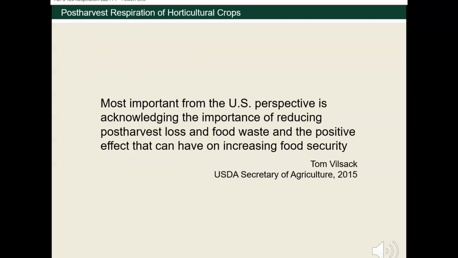These losses are a big deal. They're not trivial at all. Estimates are that worldwide, about 40 to 50% of healthy fresh produce foods are never eaten. They're wasted from respiration losses, desiccation, and associated invitations for decay organisms.